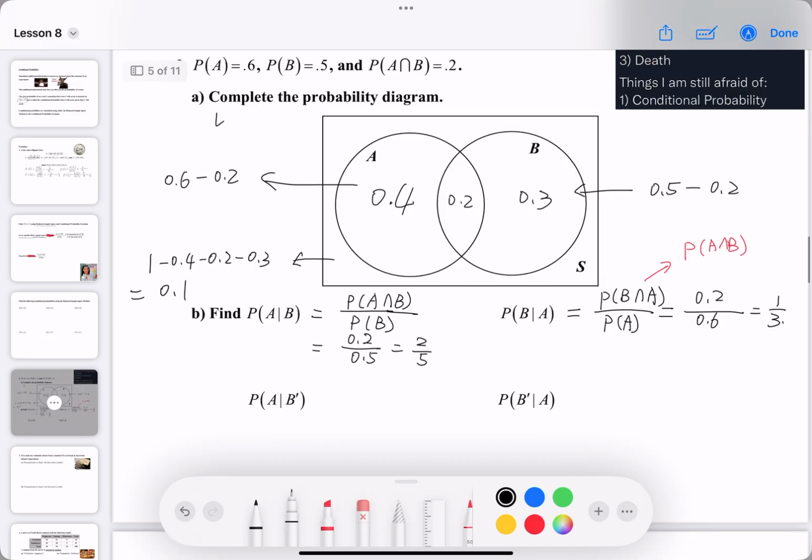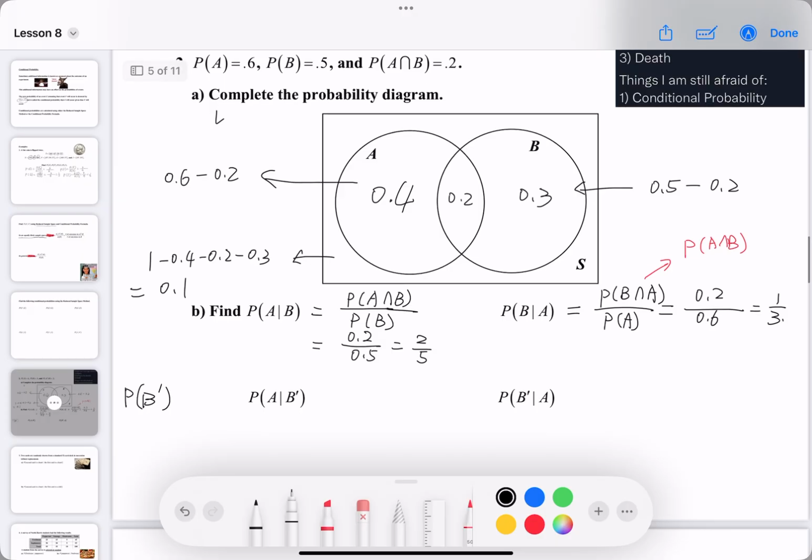P of A given not B. This symbol means not B. So what is P of B prime? P of B prime equals 1 minus P of B, which is 1 minus 0.5. It is 0.5. Okay, rewrite this one. We have P of A and B prime divided by P of B prime.